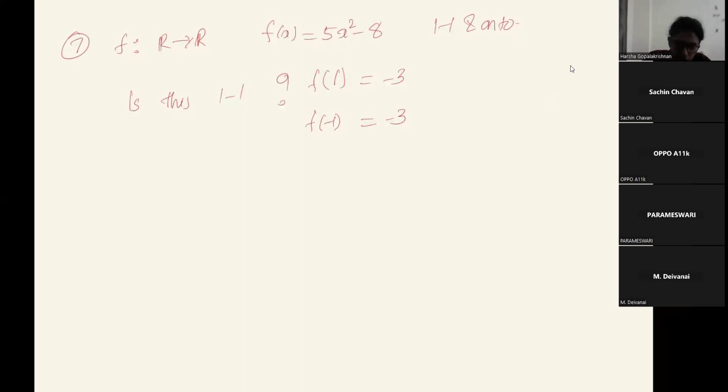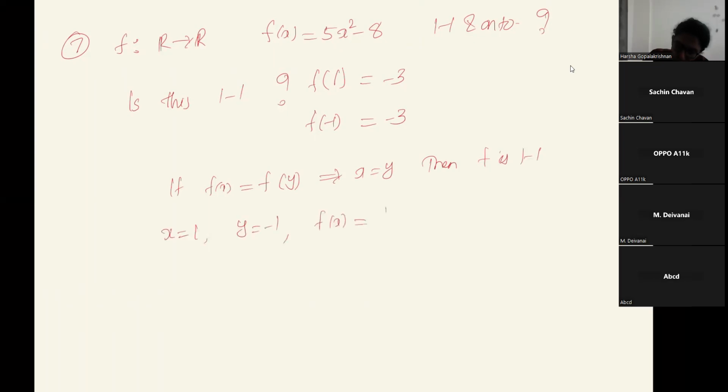Correct? So, what is my condition? It is onto now. First, let us see about the one-oneness, then we will come to onto. So, f of x equal to f of y implies x equal to y, then f is one-one. Here I am taking x equal to 1, y equal to -1. And f of x, f of 1, equals -3, which is the same as f of -1.